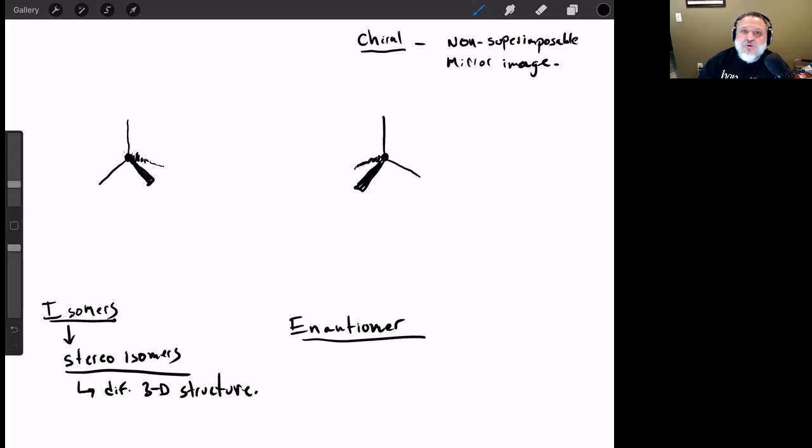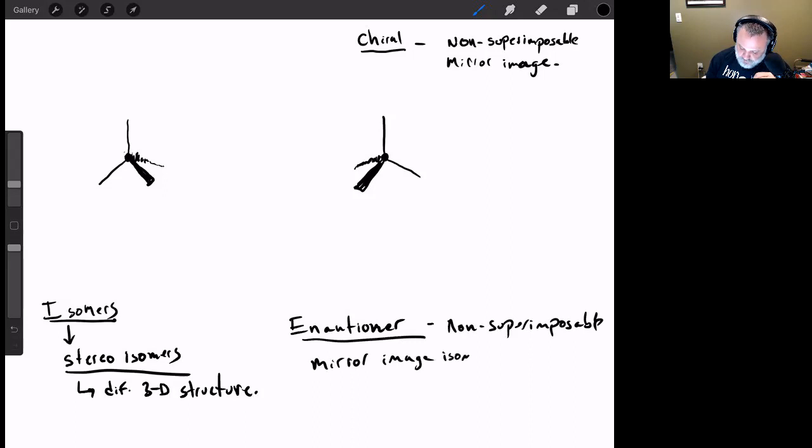The enantiomer is the non-superimposable mirror image isomer.